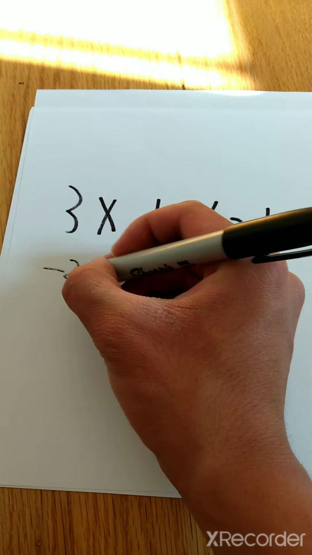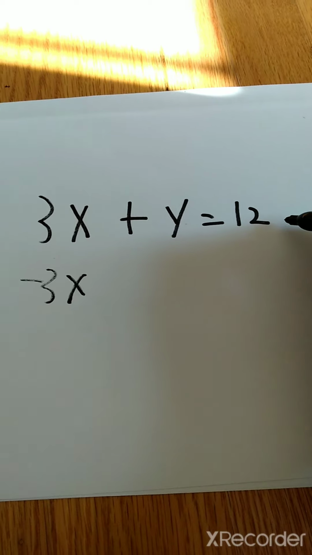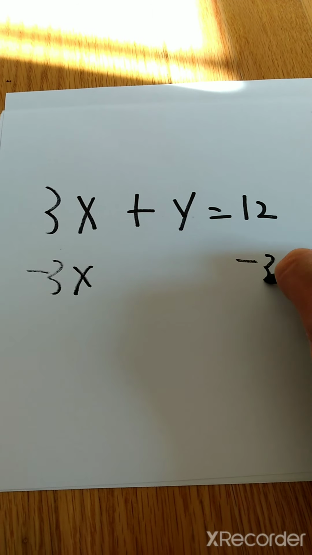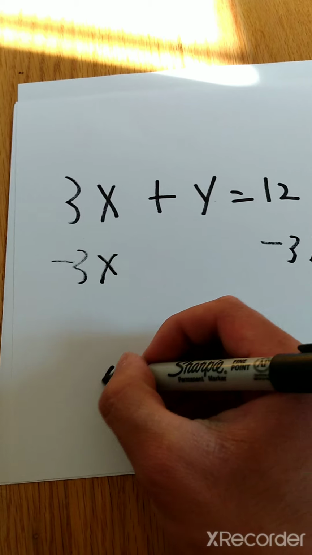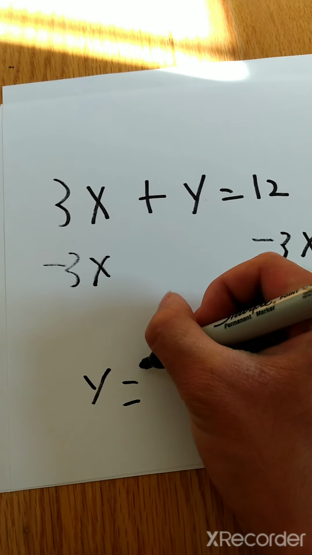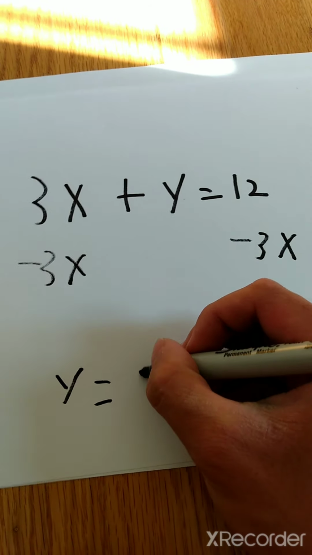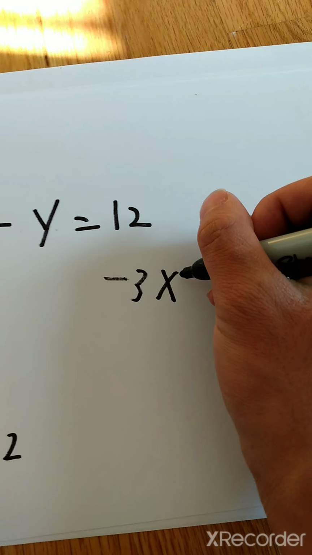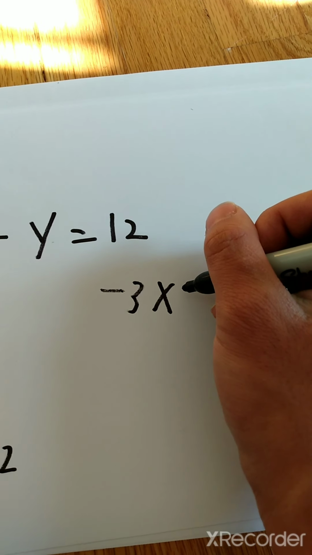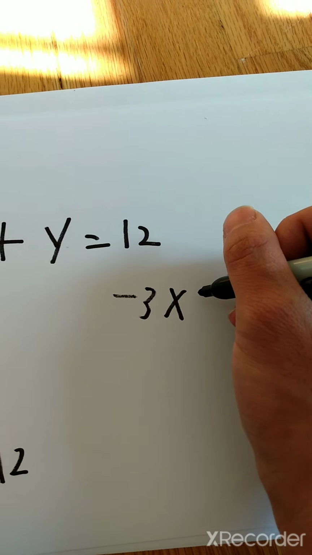So we're going to have that 3x move by minusing that 3x. That 3x feels disappointed because it wants to hang out with y, but it has to move to 12. So we also subtract by 3x right here. So we're going to say y equals, that equal sign is the barrier, 12, and 12 minus 3x. We did not place anything for x. And number 2, we are not solving for x. So since we don't know what that is, we say negative 3x.